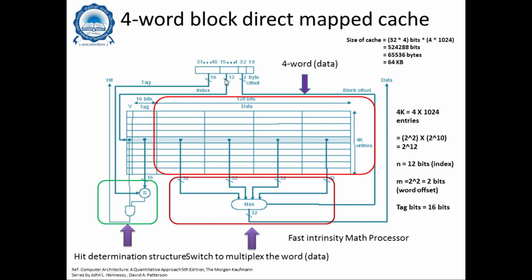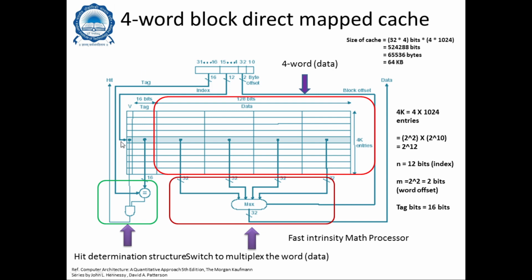The value of block offset or word offset is 2 bits. Therefore the tag bits is given as 32 minus n minus m minus 2. So that gives you a value of 16 bits. The tag bit is 16 bits: 32 minus 12 minus 2 minus 2 gives you 16 bits. Therefore 16 bits are reserved for the tag comparison.